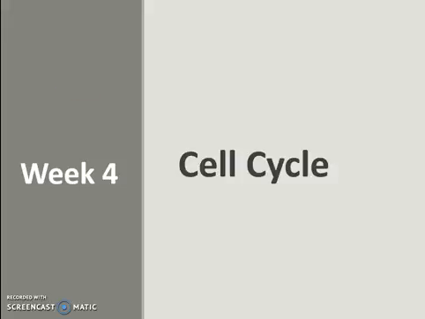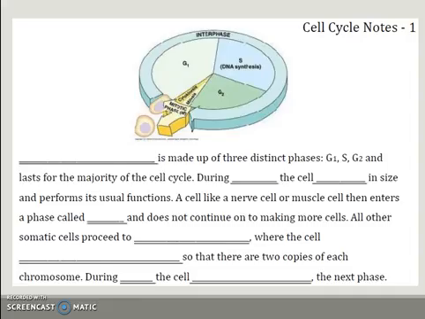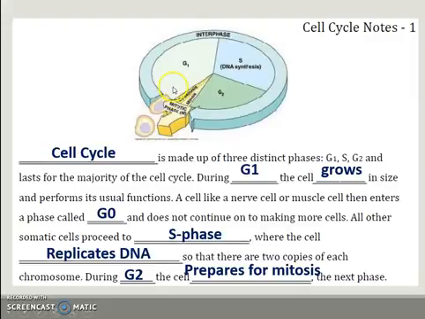Hello, today we're going to talk about the cell cycle. So, a cell cycle is made up of three main parts, G1, S, and G2. G1 stands for grow, S stands for synthesis, and G2 also stands for grow. So, during G1, the cell will grow in size and perform its usual functions.